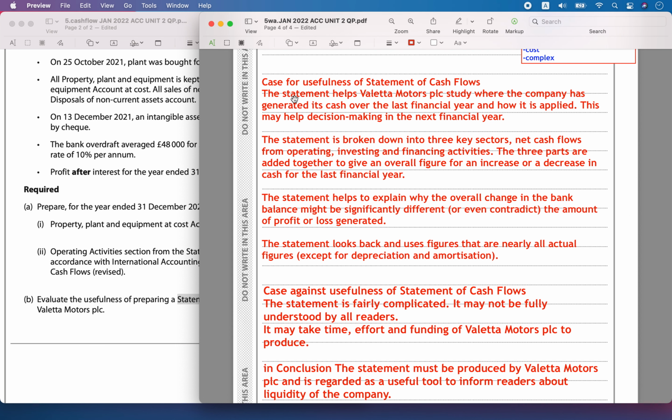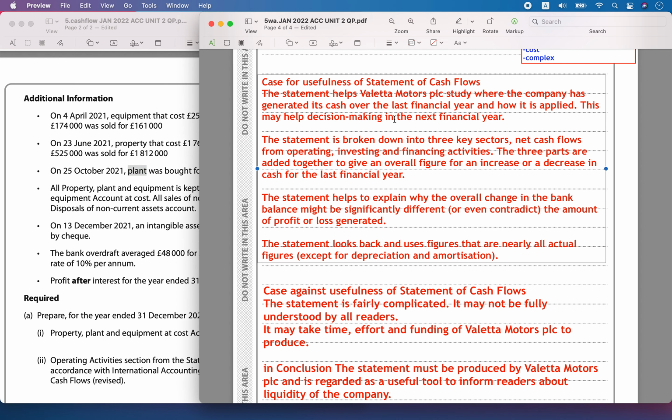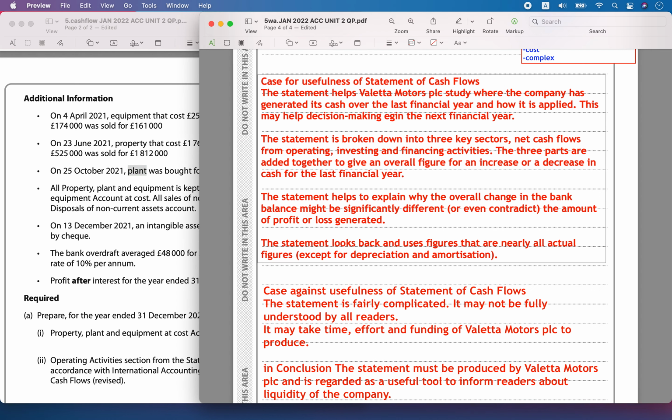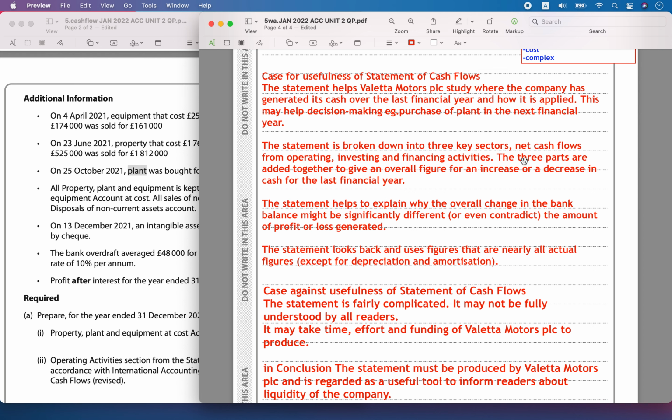The statement, for example, here they have argued like this: the statement helps Valetta Motors PLC study where the company has generated its cash over the last financial year and how it is applied. This may help in decision making in the next financial year. So they will know the exact amount of cash left, for example, to purchase a property or something. Like here they had purchased plant, for example. Next, for decision making, for example, the purchase of plant or property for the next year, they will know whether they have the cash or not.